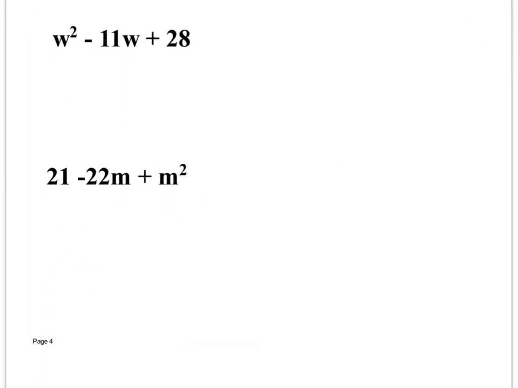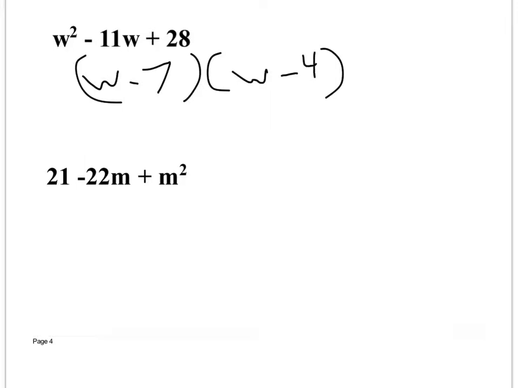Write this down. w squared minus 11w plus 28. You know that b is negative and c is positive. So that's going to leave you with both m and p being negative. You just have to figure out what multiplies to give you 28 and adds to give you negative 11. And both terms are negative. So what are the factors of 28? 1 and 28. Does that add to give you negative 11? No. 2 and 14. Does that add to give you negative 11? No. 7 and 4. Does it add to give you negative 11? Yes. And there's your answer.